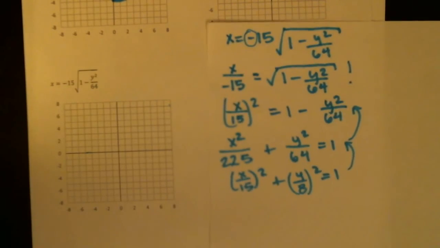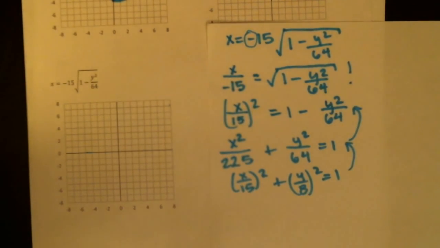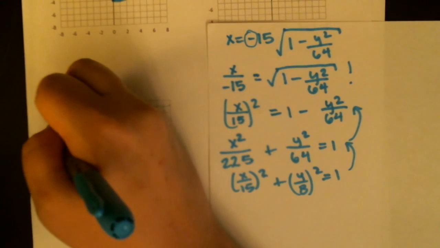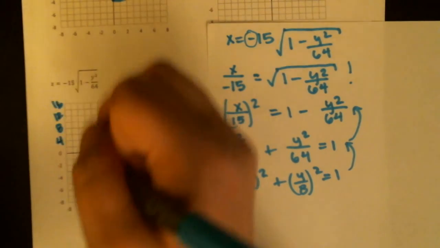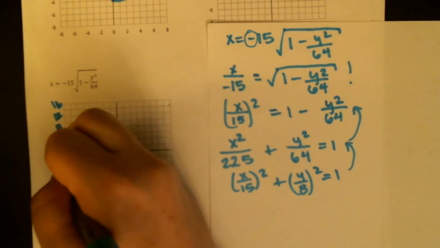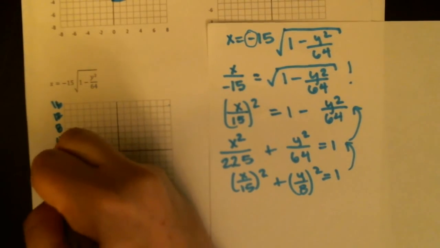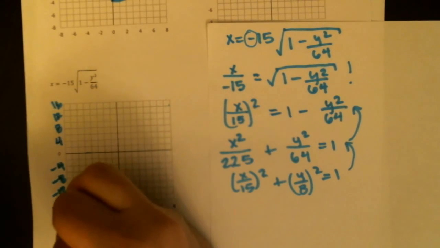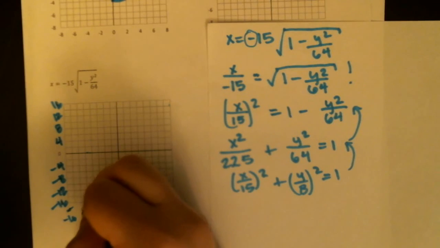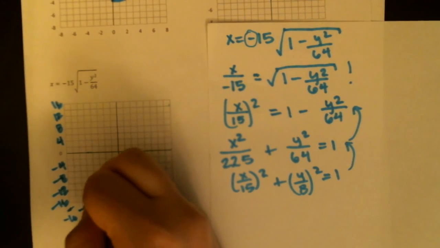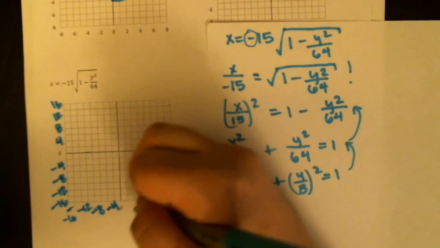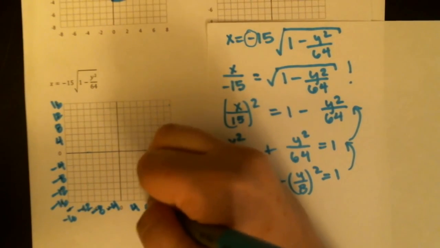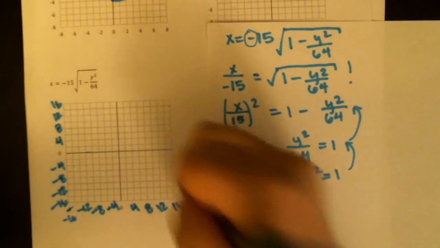Okay, so let's see if I can fix my scale here. We need to go up and down 8 and left and right 15. So let's just make this 4, 8, 12, 16. And the same thing here. Negative 12, negative 8, negative 4, 4, 8, 12, 16.